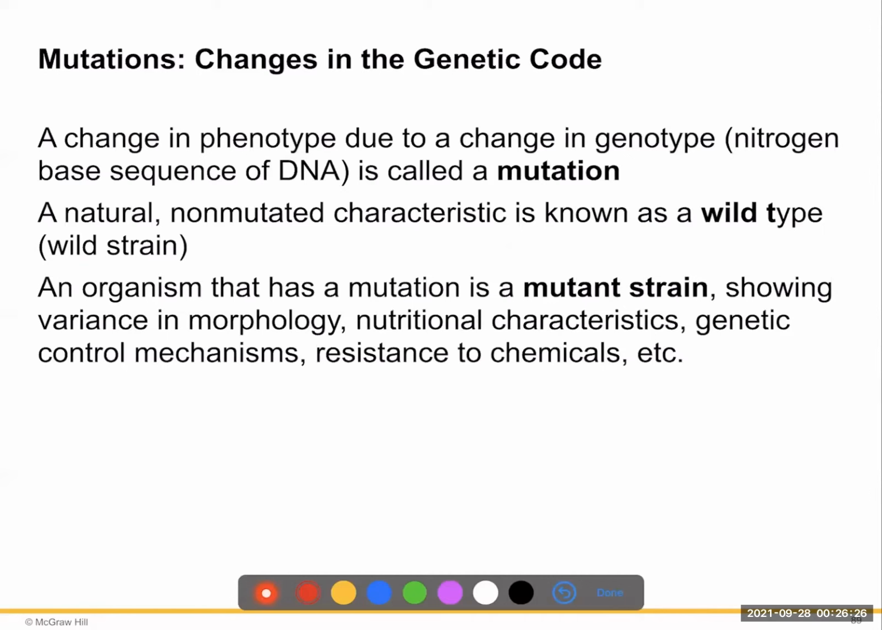All right, mutations. Mutations in the genetic code, things that change. So a change in phenotype due to a change in genotype is called a mutation. When one base is either switched or skipped or something like that, we have a mutation. When the DNA is an exact copy, that's the natural non-mutated characteristic, what's called the wild type, which is what normally occurs. But when an organism has a mutation, you get what's called a mutant strain, showing various differences in morphology, nutritional characteristics, genetic control mechanisms, resistance to chemicals, etc.